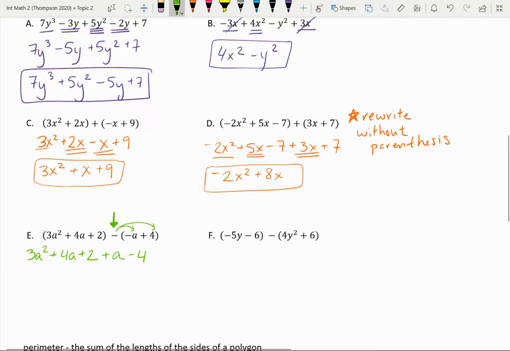Go through and combine like terms. I only have one a squared term, 4a plus a. The 1 is not written in front of the a, but remember that that coefficient is understood to be 1. So 4a plus 1a gives me 5a, and 2 minus 4 gives me minus 2.